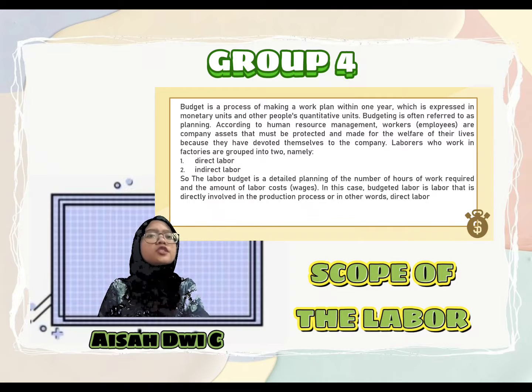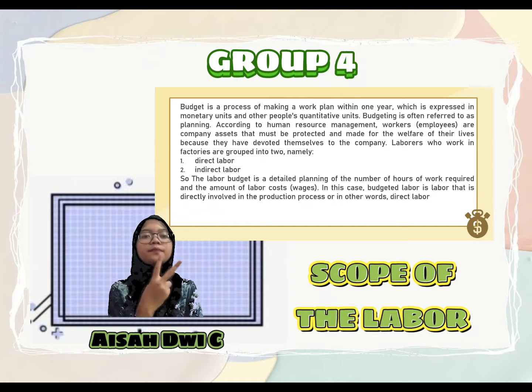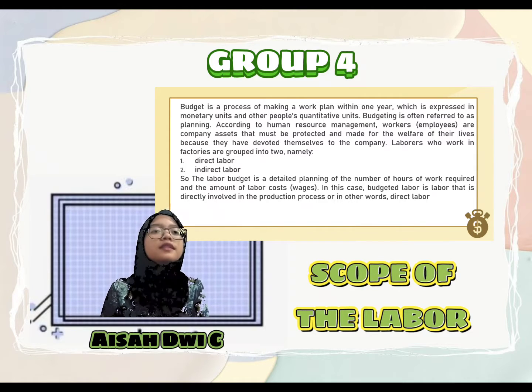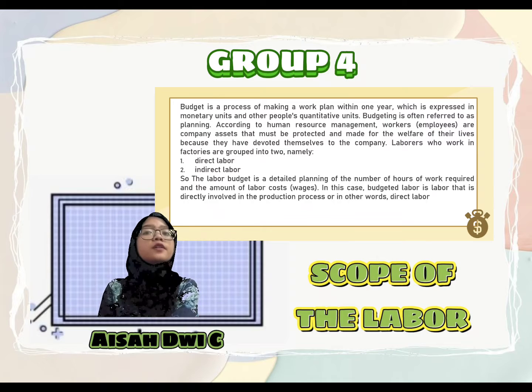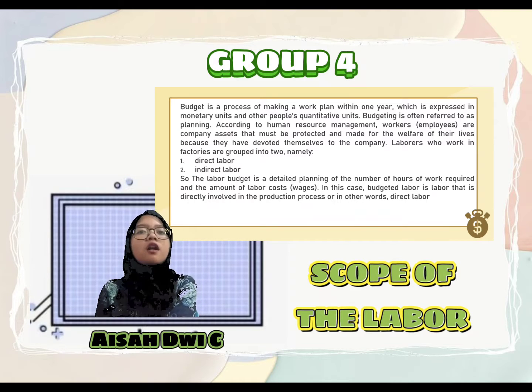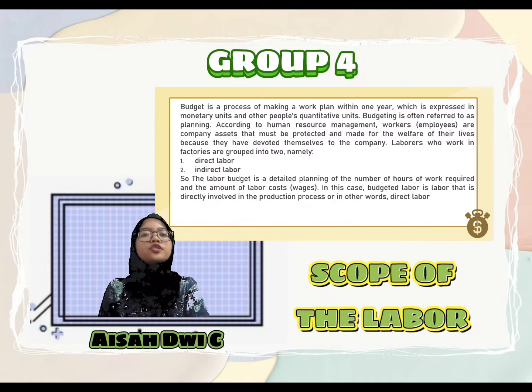Laborers who work in a factory are grouped into two types. The first is direct labor and the second is indirect labor. The labor budget is a detailed plan of the number of hours of work, records, and the amount of labor costs, or we can call it wages. In this case, the labor budget concerns labor that is directly involved in the production process, in other words, direct labor.